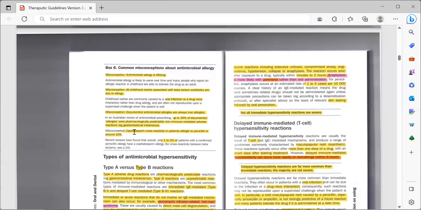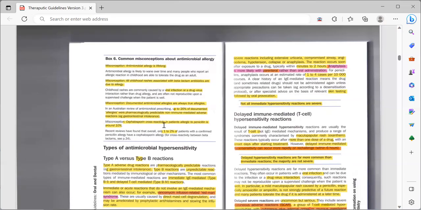And another misconception is that cephalosporin cross-reactivity in patients allergic to penicillin is around 10%. Previously it was thought that if the patient is allergic to penicillin, then there is a 10% chance that he would also be allergic to cephalosporin. But now, according to reviews, it has been found that it is only 1 to 2%.